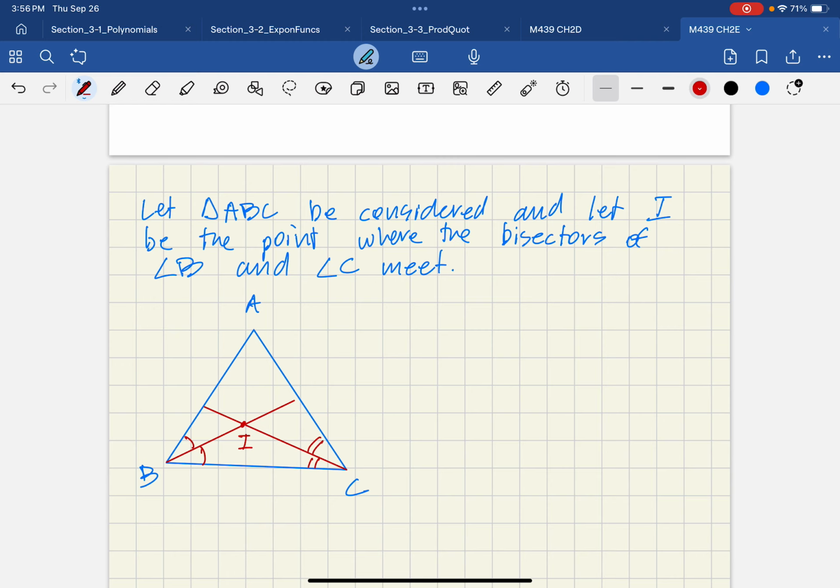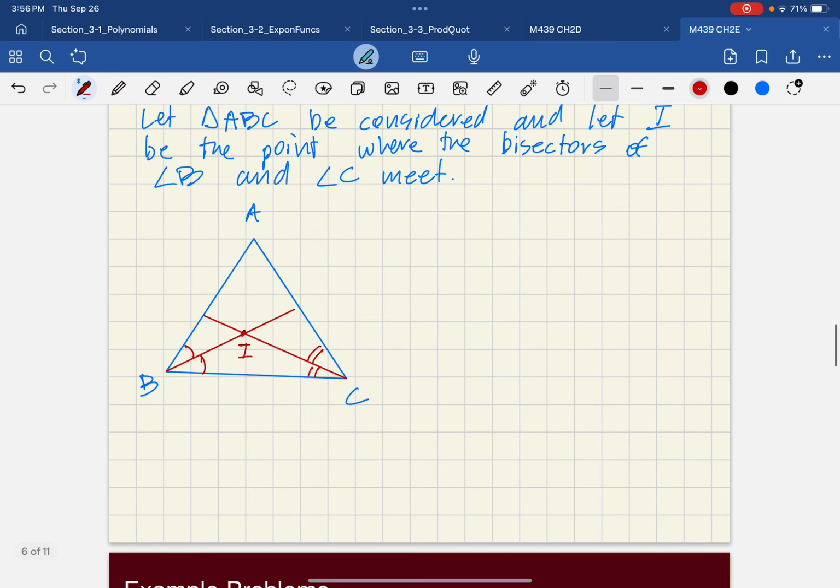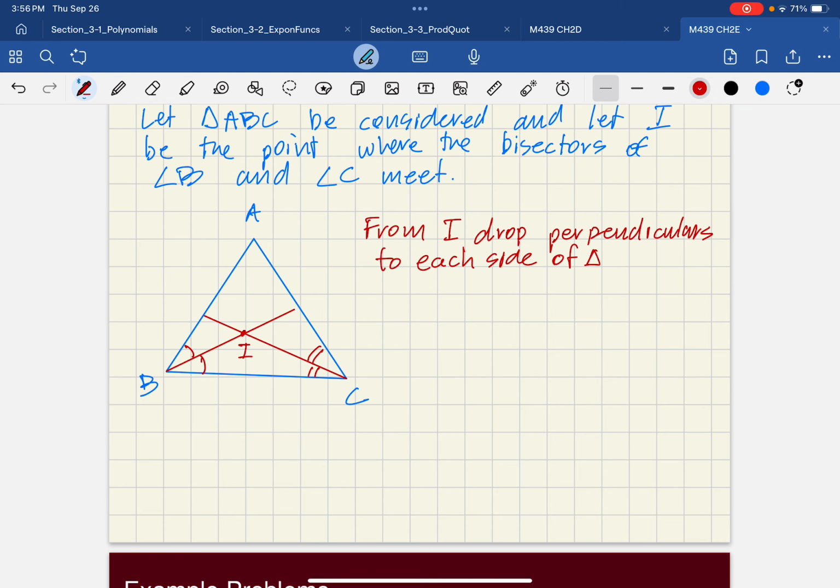Okay, got quite a racket going on here. So what we do next is from I, we're going to drop perpendiculars to each side of triangle ABC.